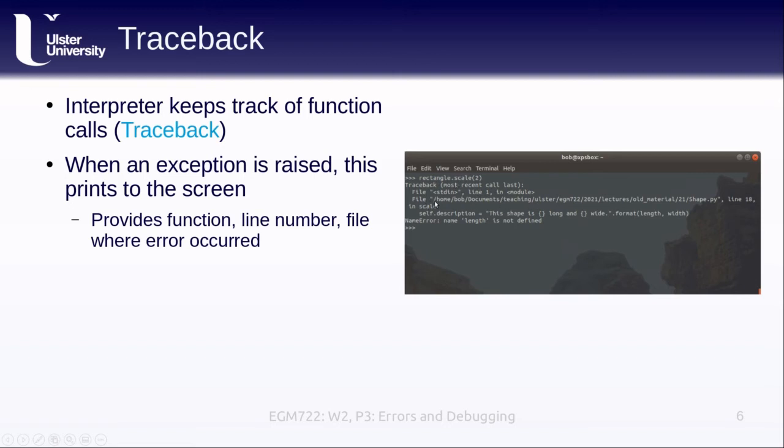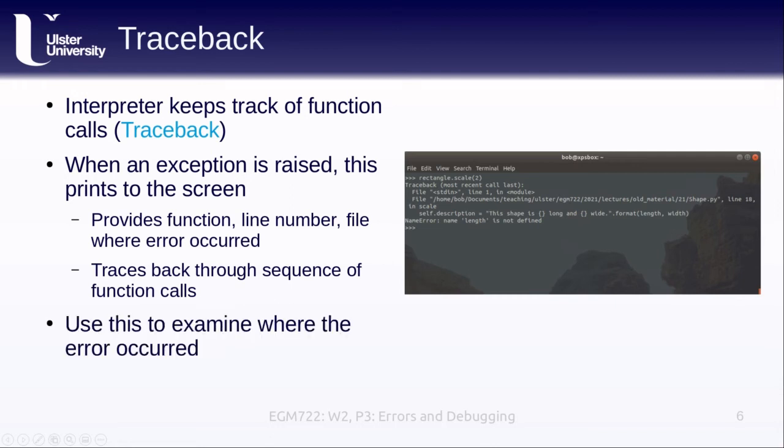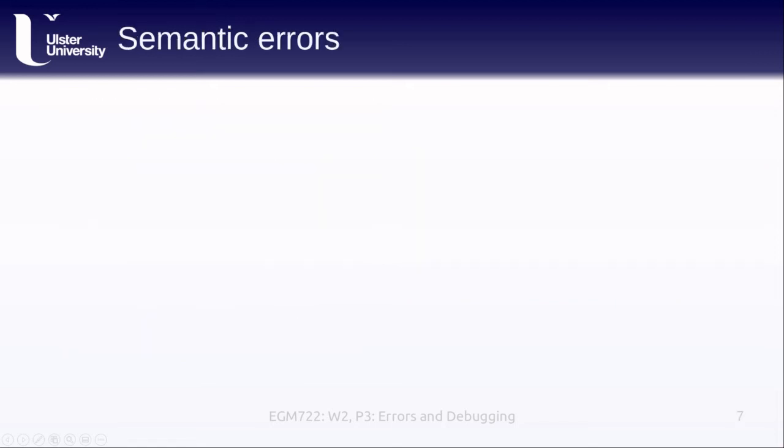But then you see that it's happened in a file called shape.py at this very long path at line 18 in a method called scale. And then it prints the line where the error occurred as well as what the error actually was. So we're tracing all the way back through the sequence of function calls so that Python can tell us where it first happened and where we need to go to work on fixing it. So we can use this again to figure out where the error occurred and fix it.